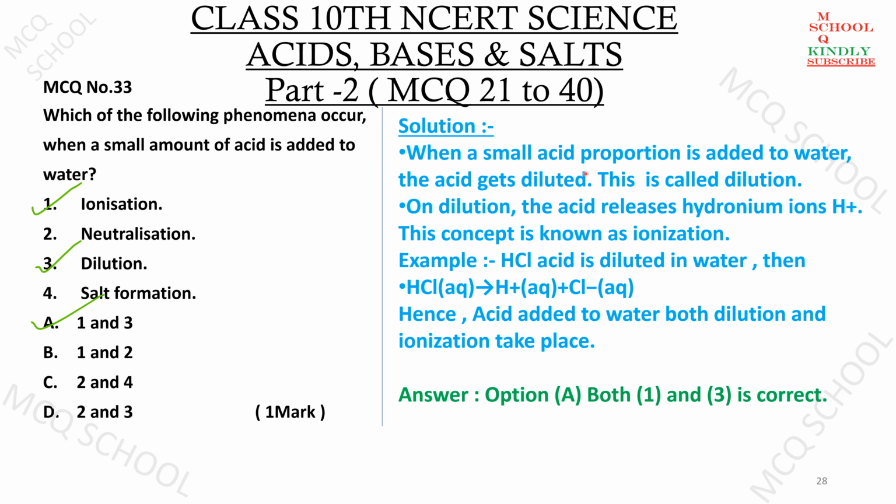When a small amount of acid is added to water, the acid gets diluted. This is called dilution. On dilution, the acid releases hydrogen ions. This concept is called ionization. Like HCl forms hydrogen and chloride ions. Hence, when acid is added to water, both dilution and ionization take place. Hence, the answer is A, 1 and 3.